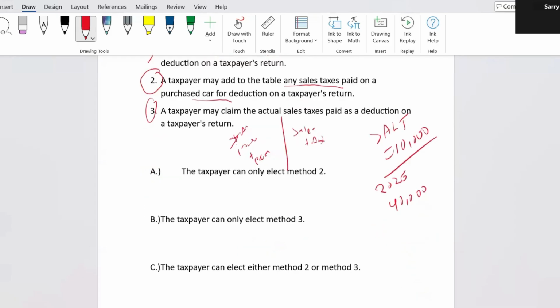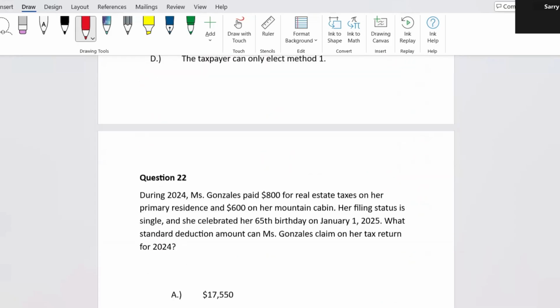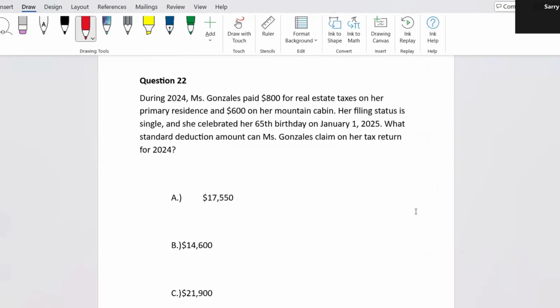So 2 and 3 right here. During 2024, Ms. Gonzalez paid $800 for real estate taxes on her primary residence and $600 on her mountain cabin. Her filing status is single, and she celebrated her 65th birthday on January 1, 2025. What standard deduction amount can Ms. Gonzalez claim on her tax return for 2024?